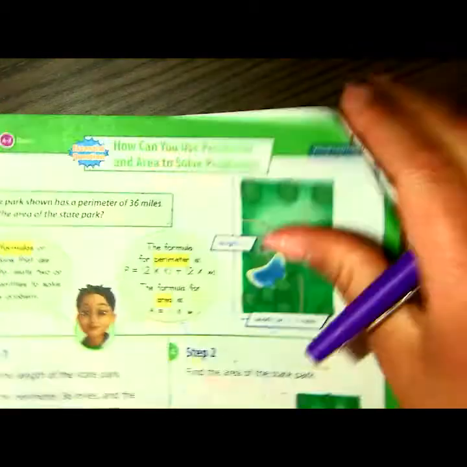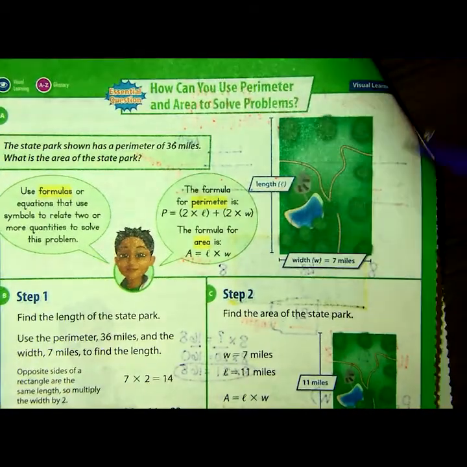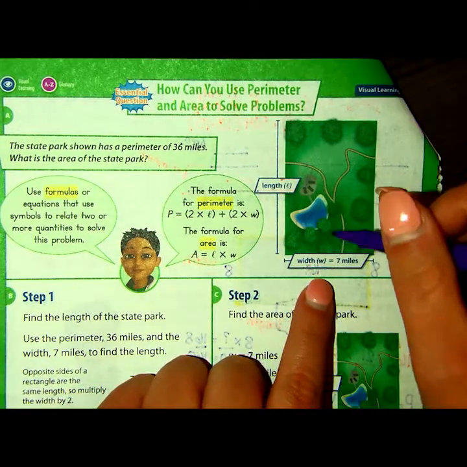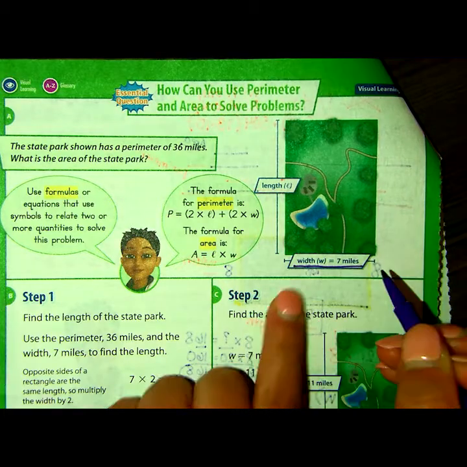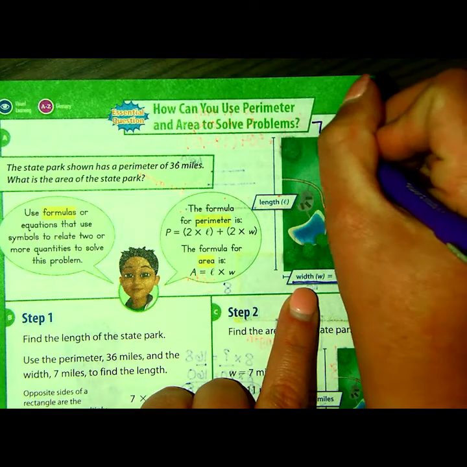The state park shown has a perimeter of 36 miles. All right, so we're looking at this picture right here. First, let's look and see what they've given us. Well, they told us the width. The width of it is 7 miles. If this side is 7 miles, then this side is also 7 miles.